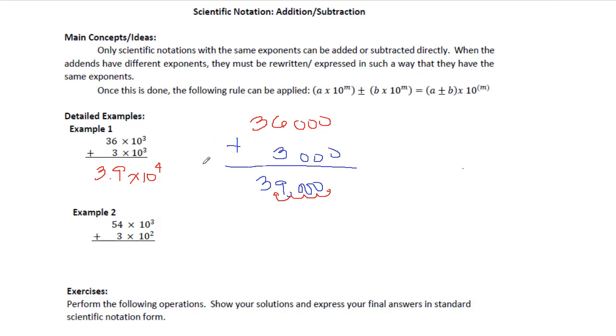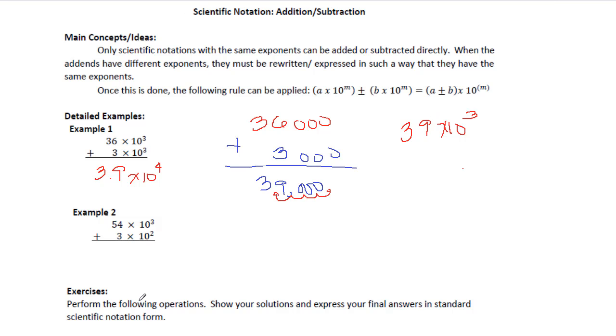Or, if you don't want to do this and you are already familiar with the rules, if they have the same exponent, like 3 and 3, we can simply add the numbers and then just copy the exponent, using these rules: a times 10 to the m plus b times 10 to the m. For subtraction, you just subtract these numbers and then just copy the exponent. So in that case, since 36 and 3 are both times 10 to the 3, you just add 36 and 3, and you'll have 39 times 10 to the 3.